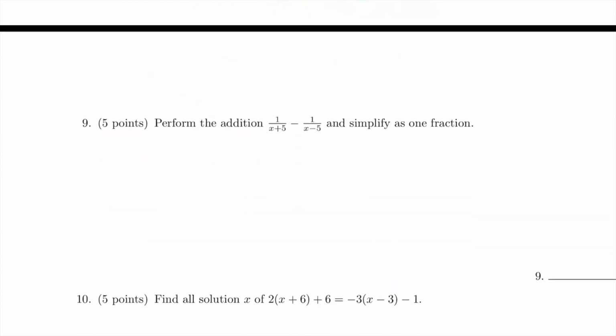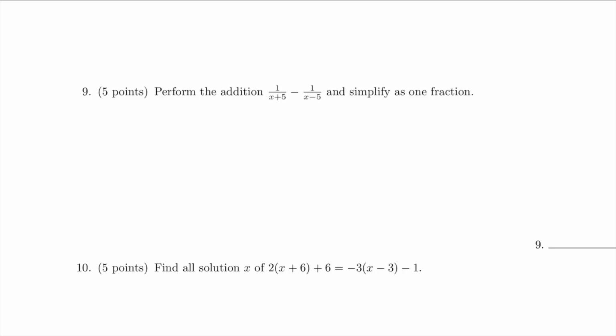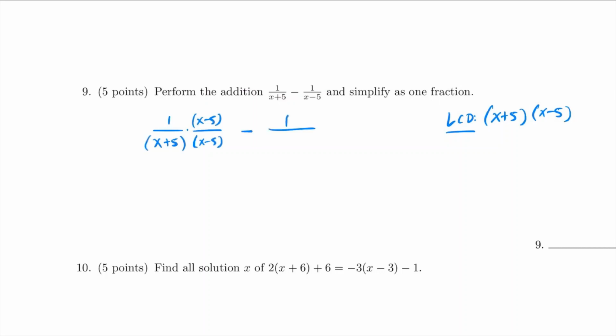So here's the next problem, number 9. We're going to perform the addition by looking for the LCD because we're adding two fractions. We need the least common denominator. So our least common denominator will be this denominator. So I need x plus 5 and this denominator, x minus 5. So now we grab each fraction and give them what they're missing. So 1 over x plus 5, I would multiply this with x minus 5 over x minus 5, put parentheses, minus 1 over x minus 5. I give this one x plus 5 over x plus 5.